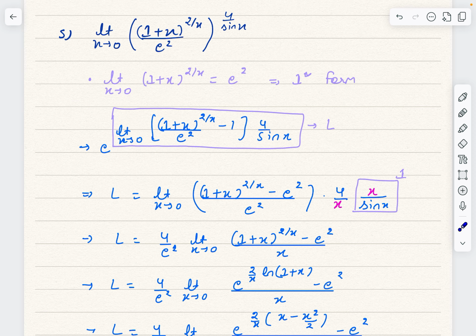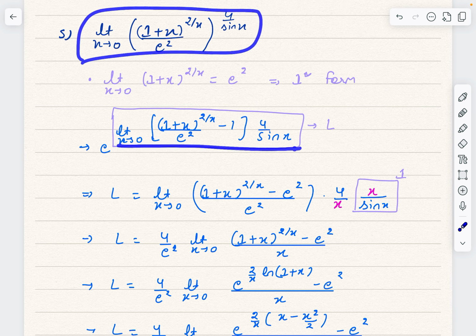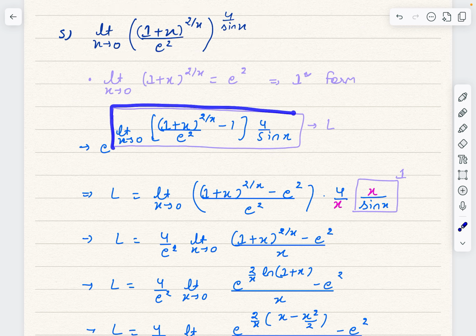And 1 power infinity form, directly we use the formula, you get limit x tend to 0, (f(x) minus 1) into g(x). Okay, let us say this limit in the power is L. So I'll just be solving L here. So 1 power infinity form, we use the direct formula first, we get this thing. Now this limit I'm solving as L. Now, how do we solve this limit?